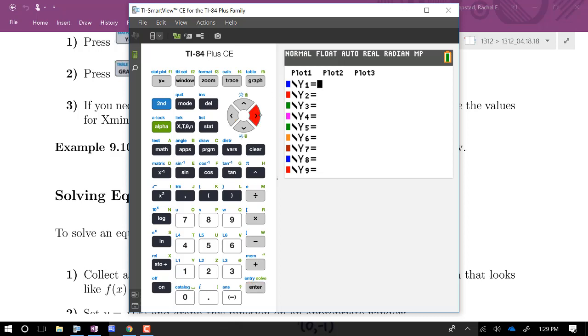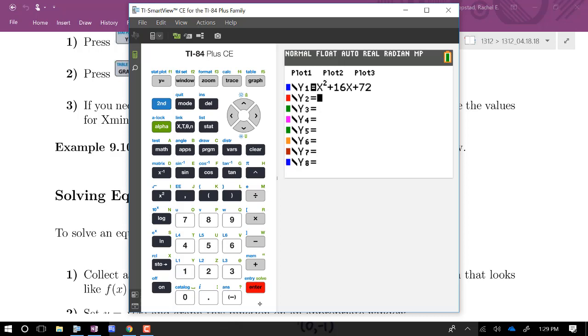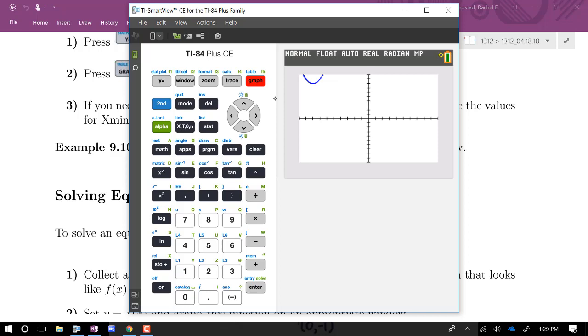Okay. So let's plug in this function, right? So we have x squared plus 16x plus 72. And I think my window is set to the standard window, like from -10 to 10 on both axes. And that doesn't really give us the best view here of the graph.